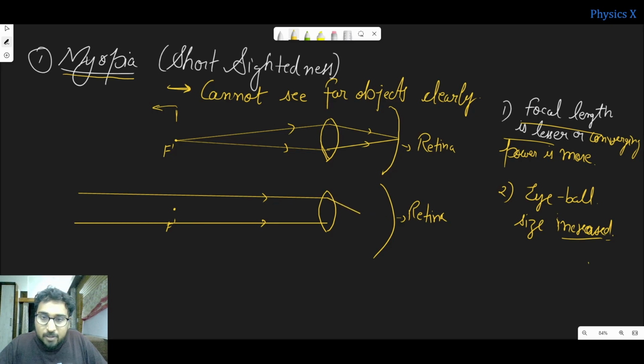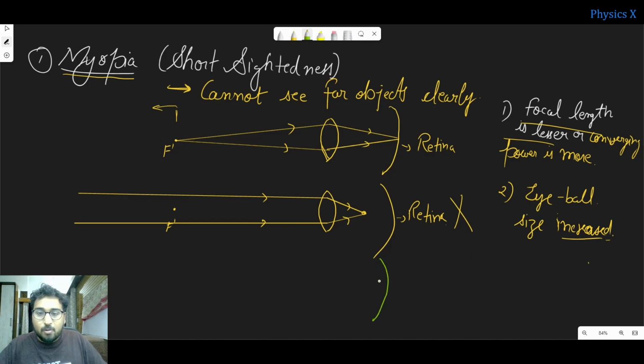So what will happen? These rays will still combine. These rays will meet before the retina. So here no image is formed. That is why a far object cannot be seen clearly. Now for its correction, this is the lens of the eye, and this is your far point.